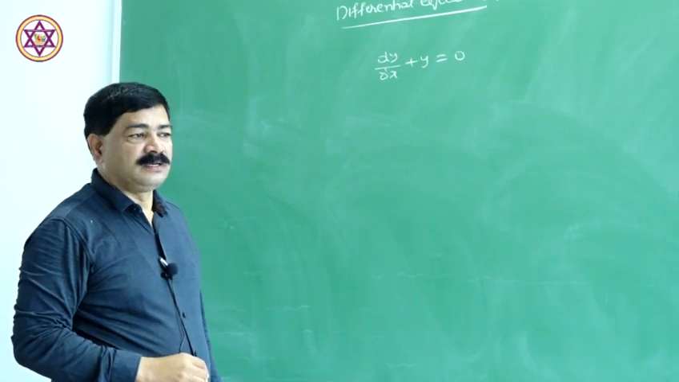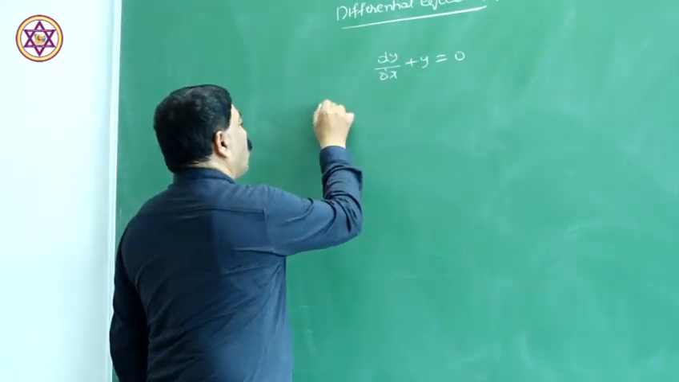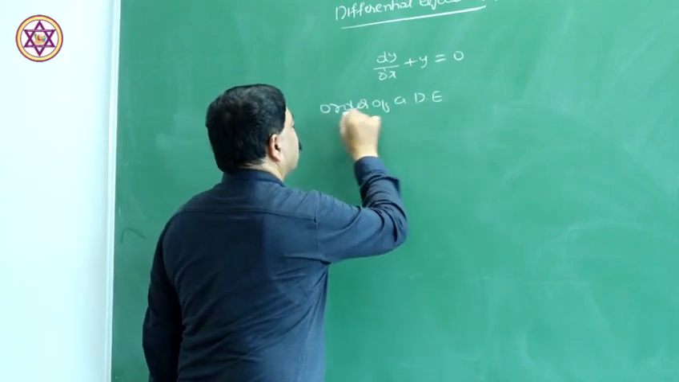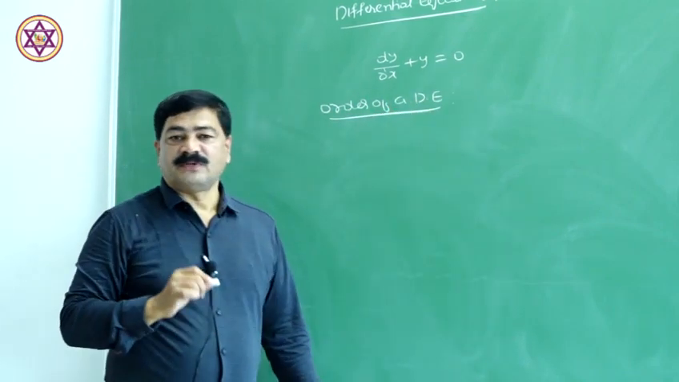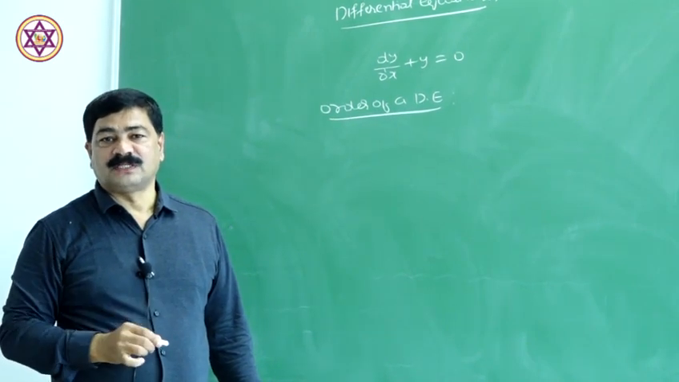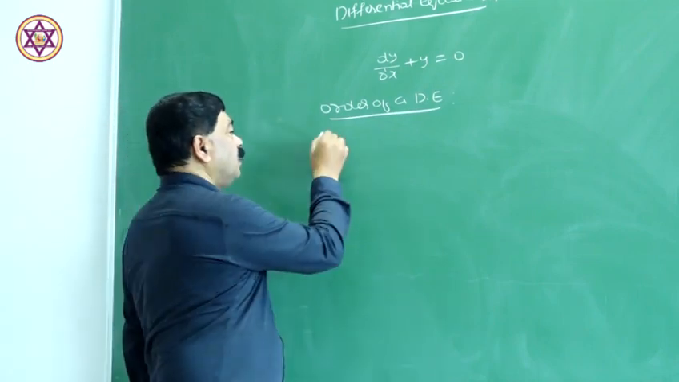Order of a differential equation. The order of a differential equation is the order of the highest differential coefficient which appears in it. Next, degree of a differential equation.